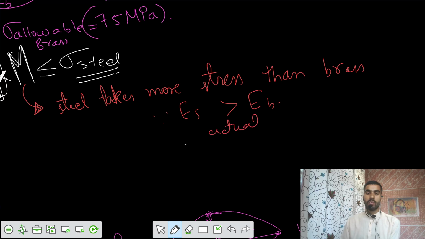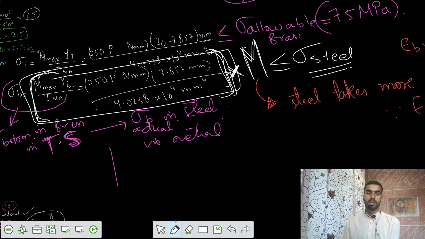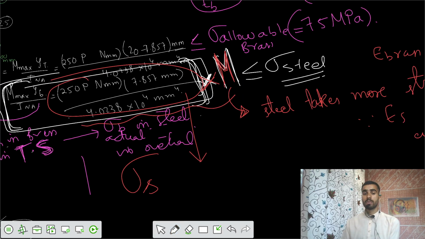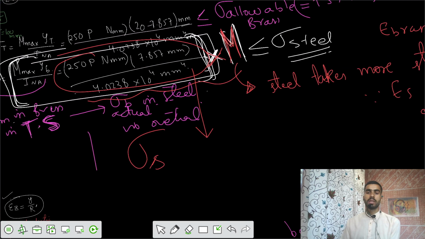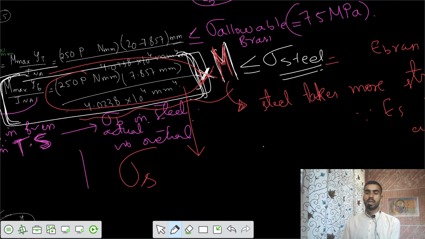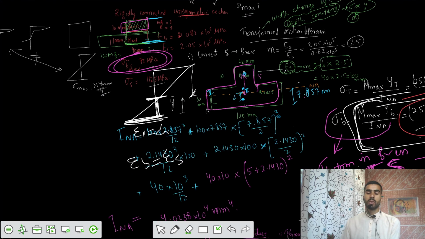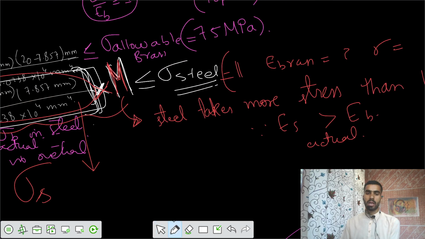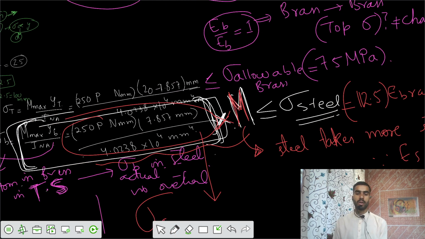This is the actual thing. When you have calculated for E brass only, you got some stress value from this equation, but you have to multiply it with the modification factor M, so that it gives the stress in the steel in the transformed section. You equate this to be less than or equal to the allowable stress in steel, which is 112.5 megapascal.